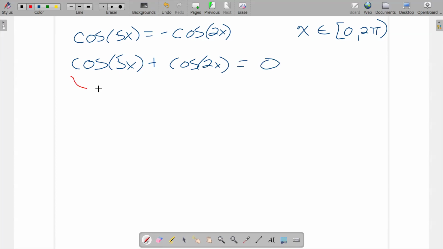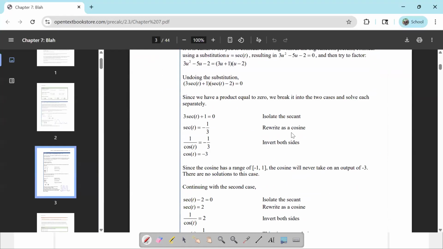Now, what would help next is if I could turn that right there into a product. Then I can split the product and solve. So it turns out if you play with those sum and difference formulas some more, you can turn a sum into a product. I'm not going to go over all the details of how that happens. I'm just going to look up the formula.